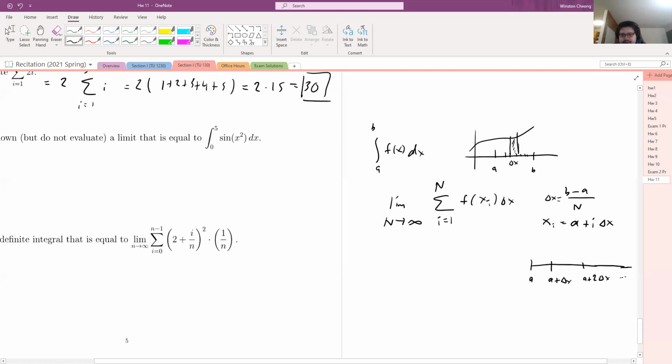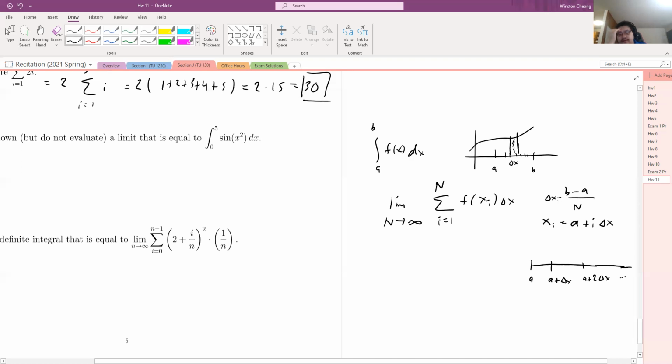So let's combine these two notations. This delta x is the width of the rectangle. This f of x sub i is the height of the rectangle. The x sub i is the thing you're feeding into f, which then gives you back a height.